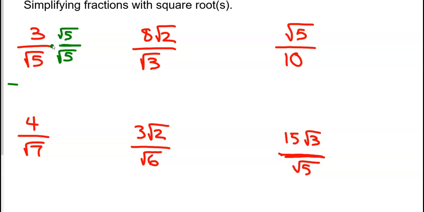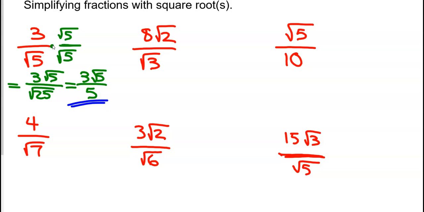And the reason why is because the numerator will become 3 root 5, and then the denominator will become the square root of 25, because 5 times 5 is 25. So by multiplying the square root by itself, what we end up with is a perfect square under the radical symbol. So that means we can simplify that. So we end up with 3 root 5 over 5. Now the fraction no longer has a radical in the denominator, and this is what we consider to be simplified.